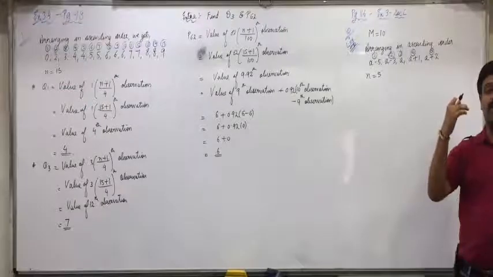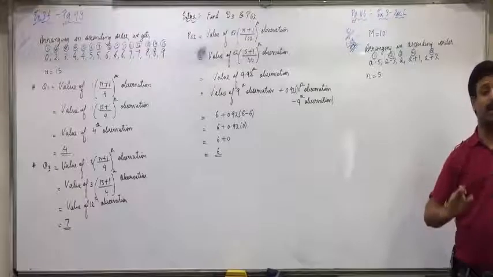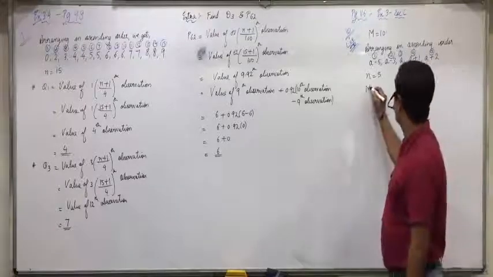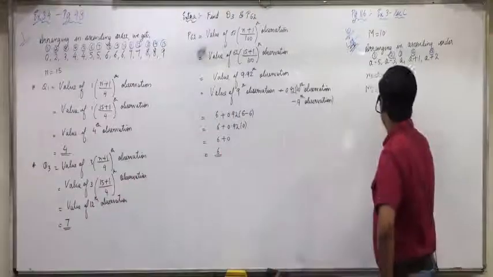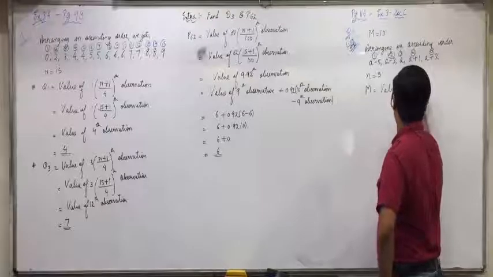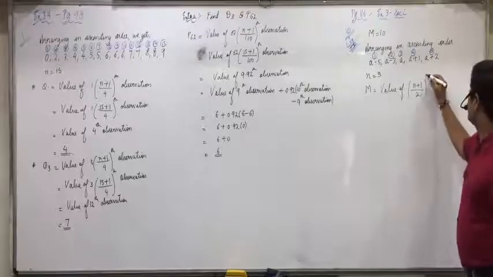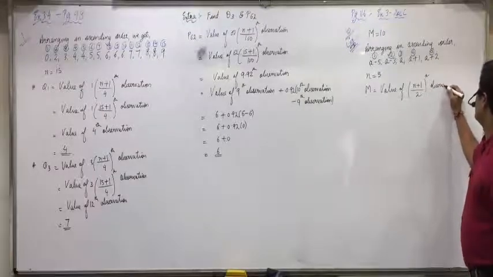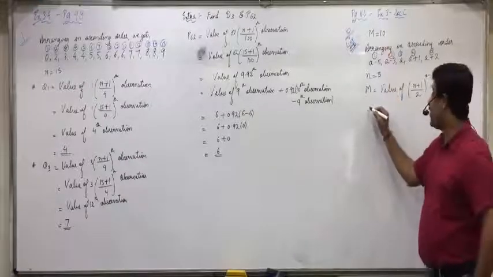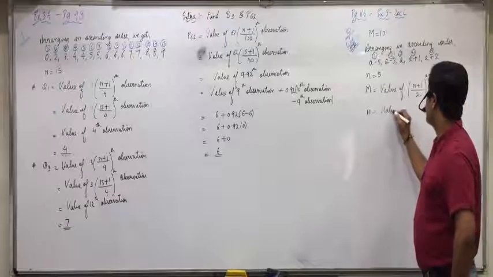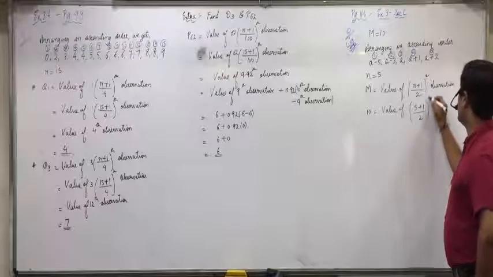Now we simply have to apply the formula of median and we will automatically get the answer. We will find A. Rudra, what is the formula? Correct. Value of n plus 1 upon 2th observation. Now, what is M already given? 10. So left side write 10. Value of 5 plus 1 upon 2th observation.